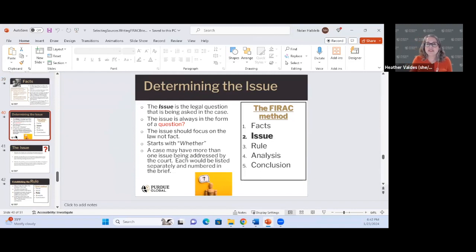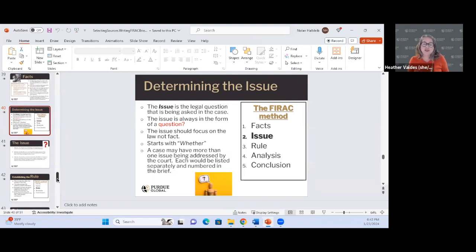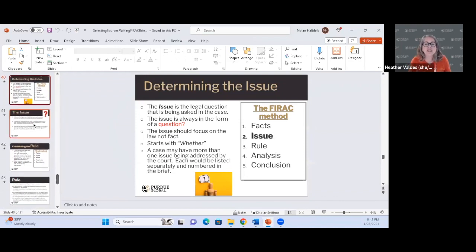Then we move in to assess the legal issue. What is the legal question being asked in this case? In the FERAC method, this is the second heading. Now, it's usually easiest when you're talking about the issue to phrase it in the form of a question. This is the question that the court is being asked to answer. This is why we're reading the case, for the answer to this question. Many legal issues will start with the term whether, W-H-E-T-H-E-R. This sets the reader up for that comparison, a yes or no answer.